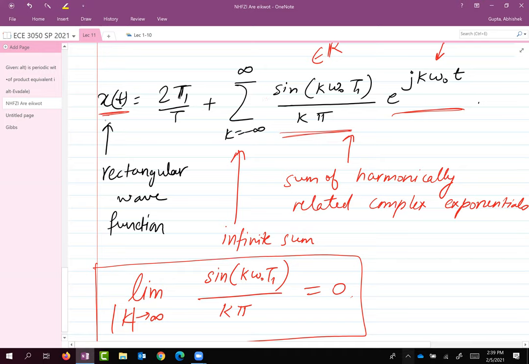Now, if you want to actually create the exact rectangular signal, you will have to use an infinite number of such circuits, right? And that's infeasible. You can't have an infinite number of circuits to produce a rectangular wave. So what would you do? You would probably approximate, right?